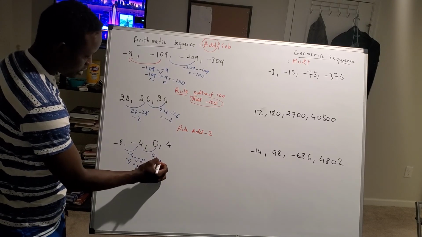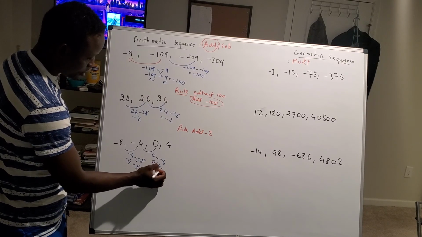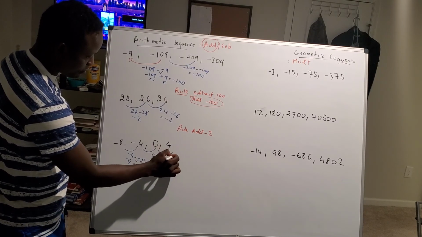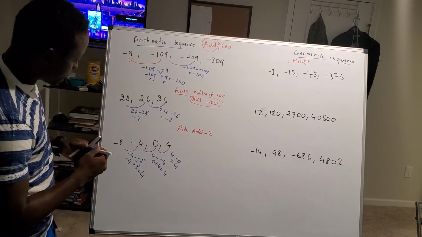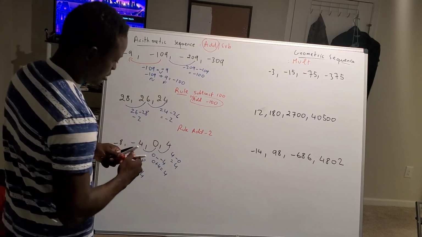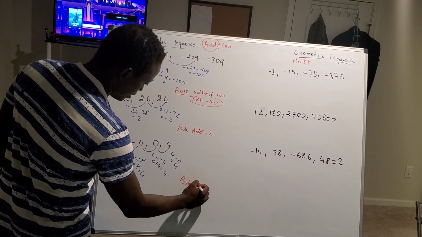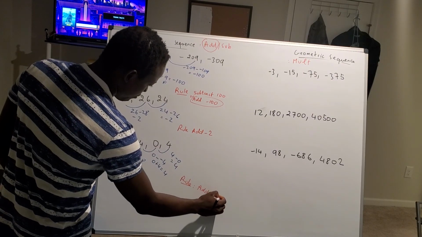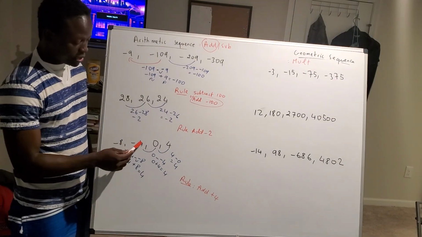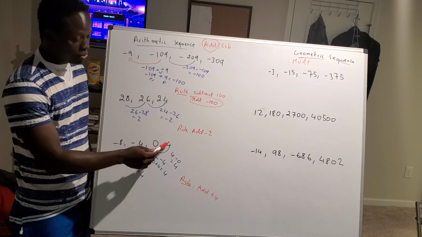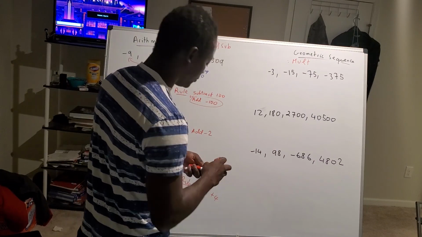0 minus negative 4, right? So 0 plus 4, which is 4. And then this is going to be 4 minus 0, which is 4. So all I'm doing is add positive 4, right? Rule is add positive 4. And you can always check your answer after when you're done. Negative 8 plus 4 is negative 4. Negative 4 plus 4 is 0. 0 plus 4 is 4. So my rule is add positive 4.